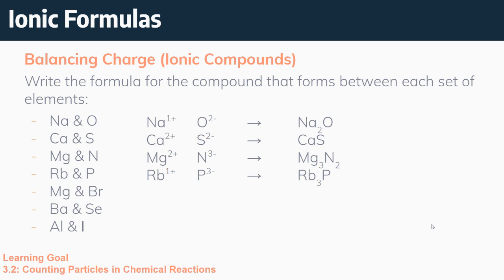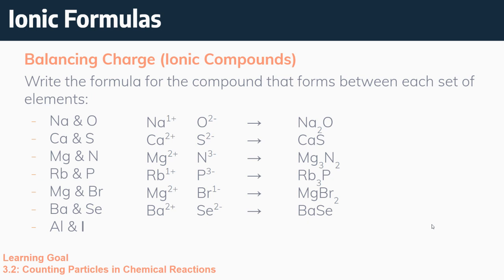Magnesium and bromine. Magnesium is a 2 plus charge, bromine is a 1 minus charge. When we put those together, our formula is MgBr2 for magnesium bromide. Barium and selenium. Barium forms a 2 plus charge, selenium forms a 2 minus charge. Those charges cancel. They're 2 plus, 2 minus. It's overall neutral when we put those together. So BaSe is barium selenide.